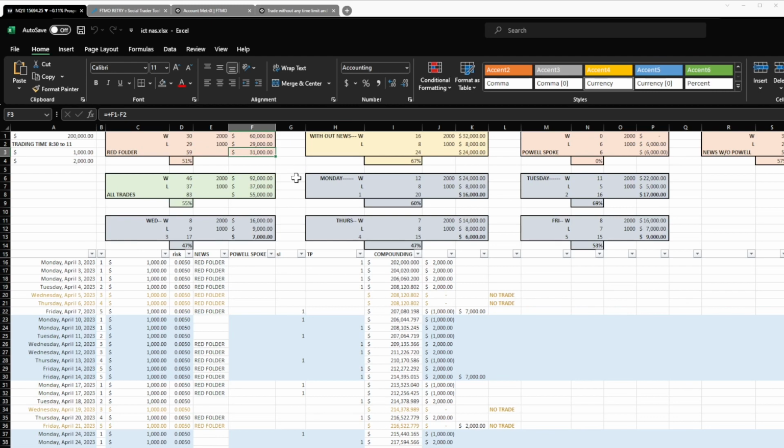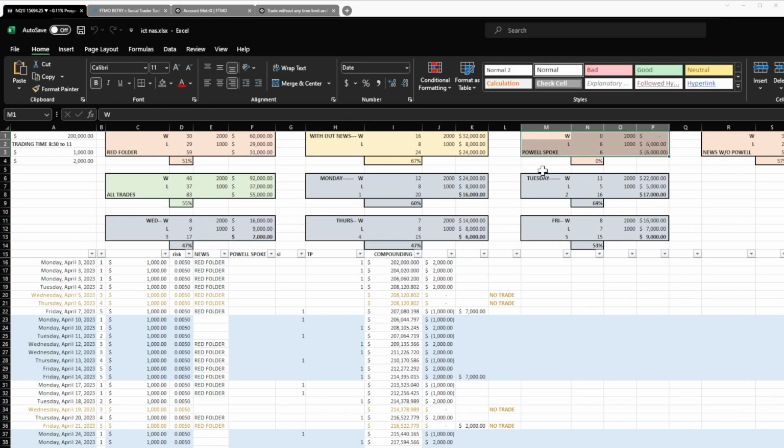Without news, obviously my win rate increased. It's at a 67% win rate, but I only got 24 trades. So 16 wins, 8 losses. When Powell speaks, I had 6 losers when you're looking at the 1 minute.